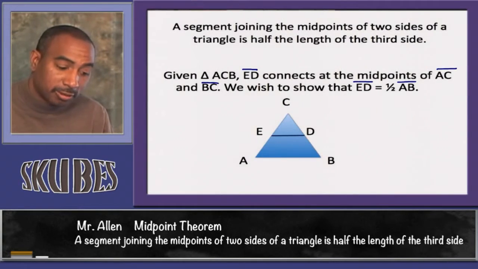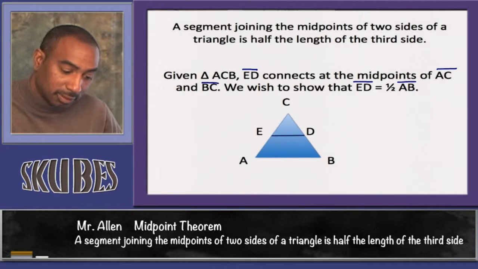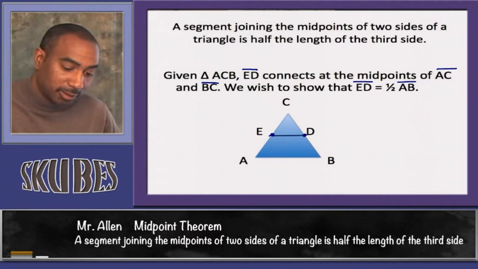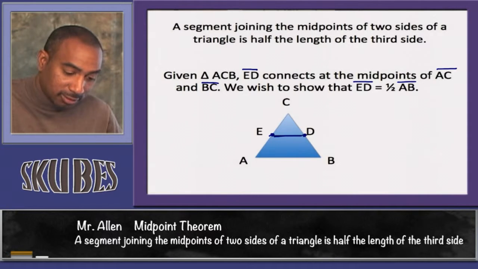Let's consider the triangle ACB. ED connects at the midpoints of AC and BC. So E is the midpoint of AC and D is the midpoint of CB. We want to show that this segment ED is half the length of AB.